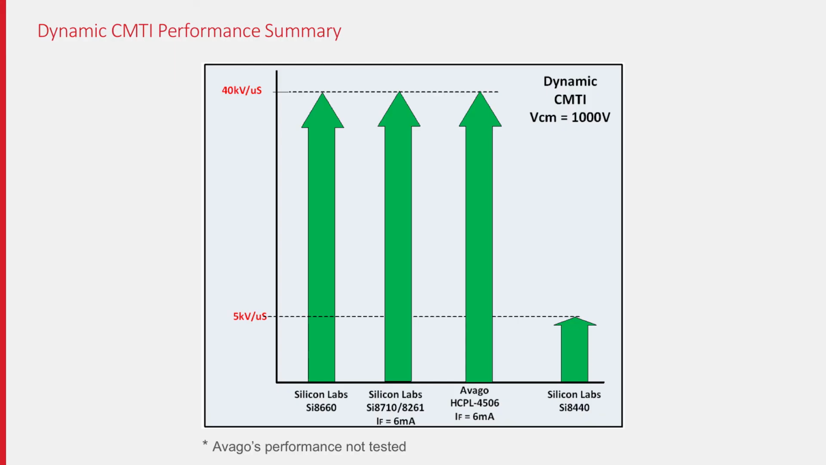So, just as you've seen, the SI84XX demonstrated the performance as suggested by the competitor. However, those devices are no longer recommended for new designs. As shown here in the summary foil, the dynamic CMTI performance of our latest generation devices has significantly better CMTI at greater than 40 kV per microsecond as compared to the competitor's claims.